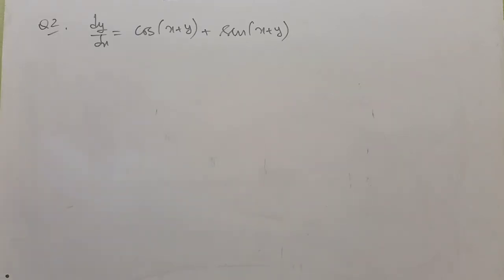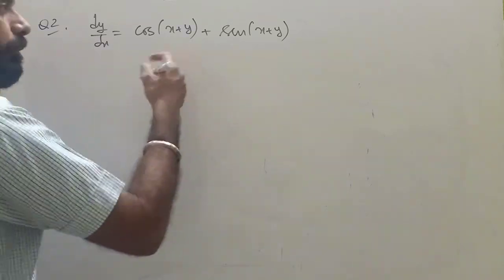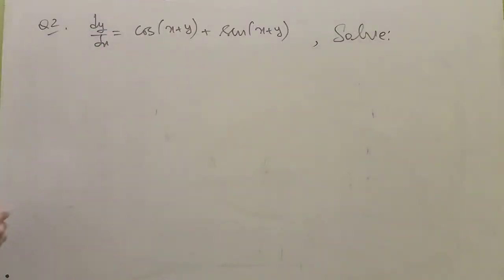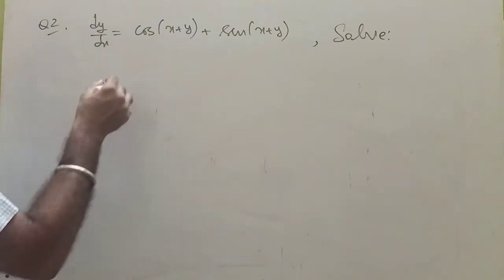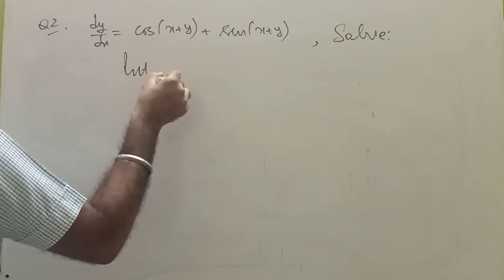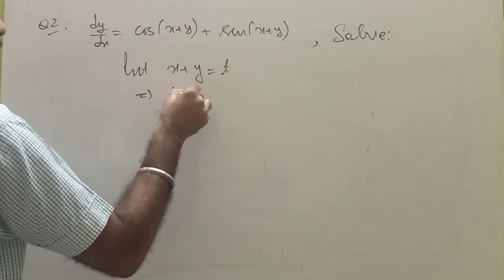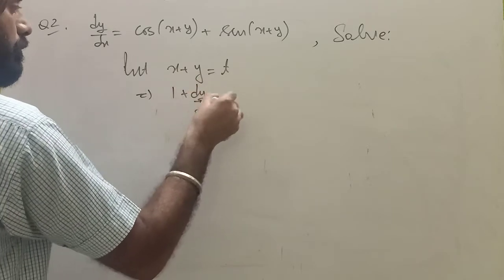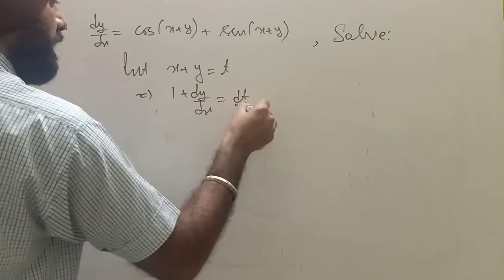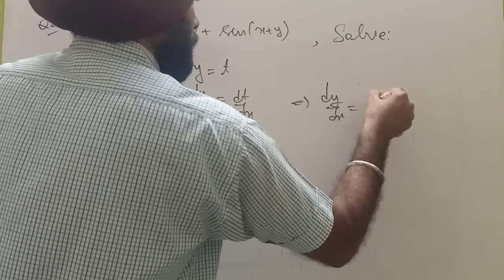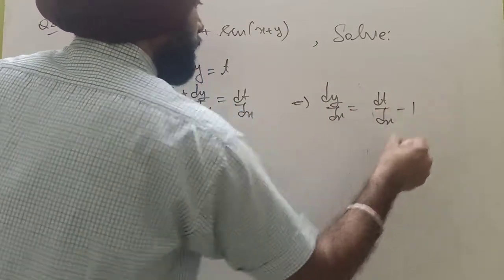Let us take the next question. dy by dx is equal to cos(x plus y) plus sin(x plus y), and we have to solve this equation. Again, this is of the type dy by dx is equal to f of ax plus by plus c. So for that, put x plus y is equal to t, and differentiate with respect to x to get dt by dx. So what is dy by dx? It is dt by dx minus 1.